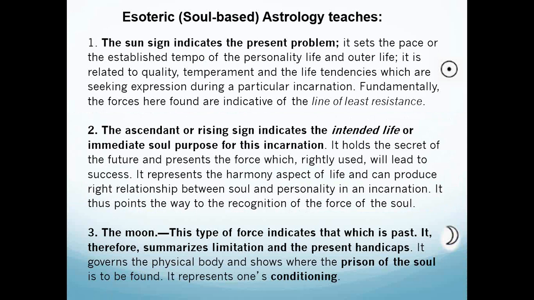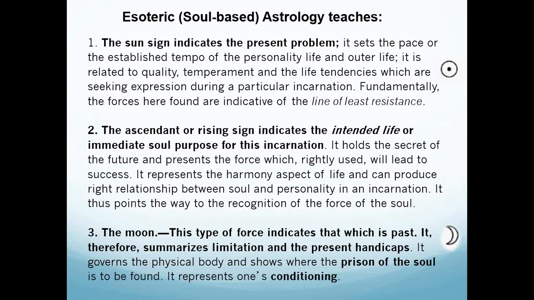Okay, now the moon. It indicates the force of the past. So the moon is of the past. It summarizes our limitations and the present handicaps. It governs the physical body, as well as we often say that it has to do a lot with our emotions too, but it's called the prison of the soul. And that's another one to think about. Why is the moon the prison of the soul?